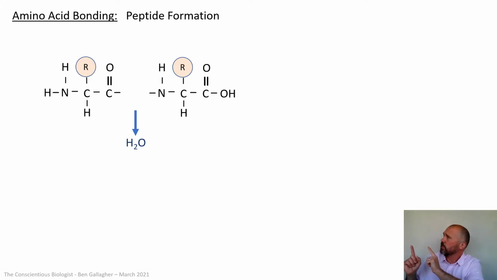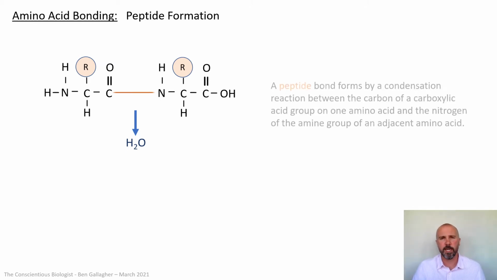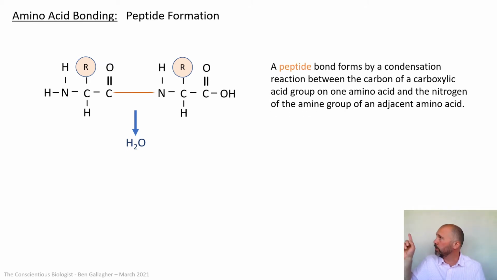The carbon over there has got a bond spare, the nitrogen here has got a bond spare, so they just bond directly to each other. That brown link there, that's your peptide bond.